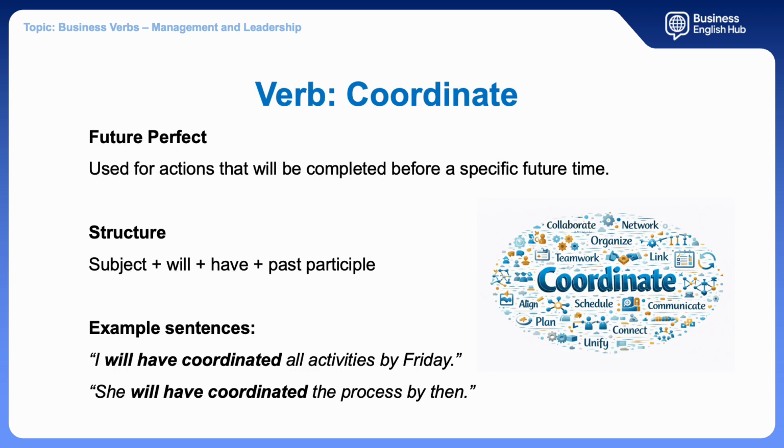The future perfect of the verb coordinate is used for actions that will be completed before a specific future time. The structure is subject plus will plus have plus past participle. The past participle of coordinate is coordinated. Examples include, I will have coordinated all activities by Friday. She will have coordinated the process by then.